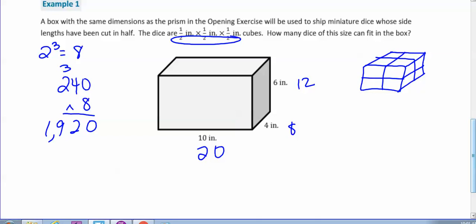Now here's a challenge question that they don't ask you. What if they were 2 inch by 2 inch by 2 inch blocks? 2 inches wide, 2 inches tall, 2 inches long.